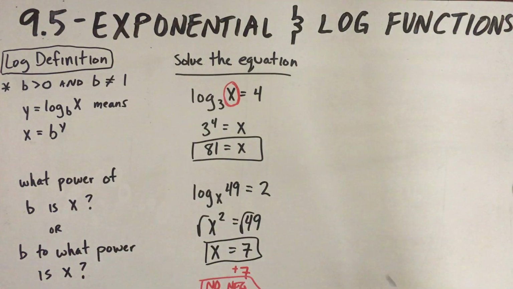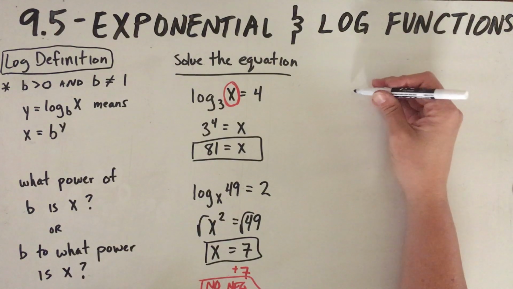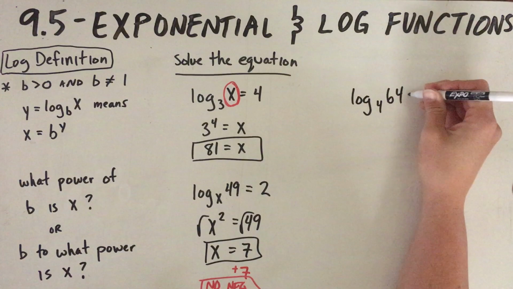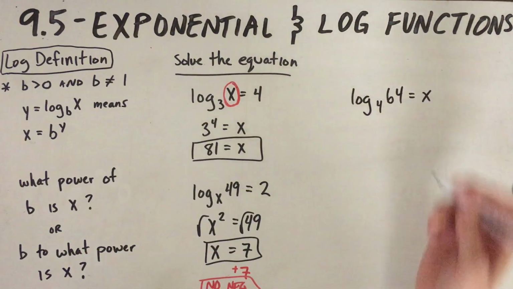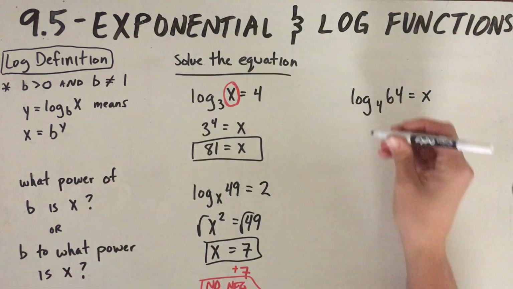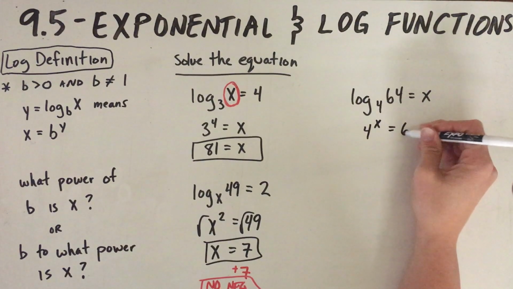So let's look at a couple more here. Let's do log base 4 of 64 is equal to x. So again, this is going to be like your best friend right here, just memorizing that you're going to keep the base the same and switch x and y. So 4 to the x is equal to 64.